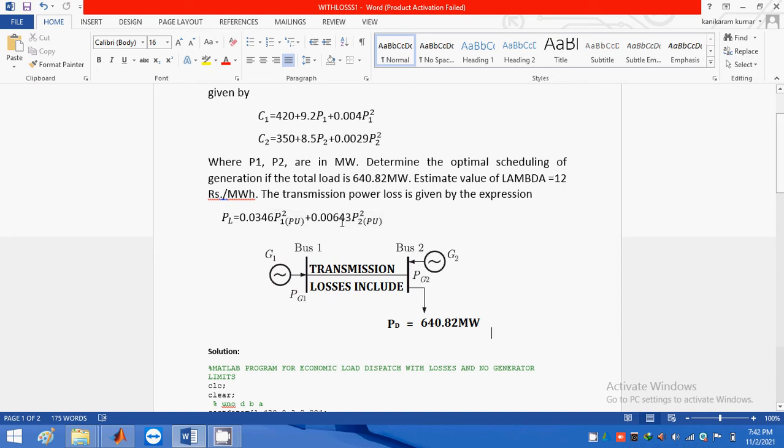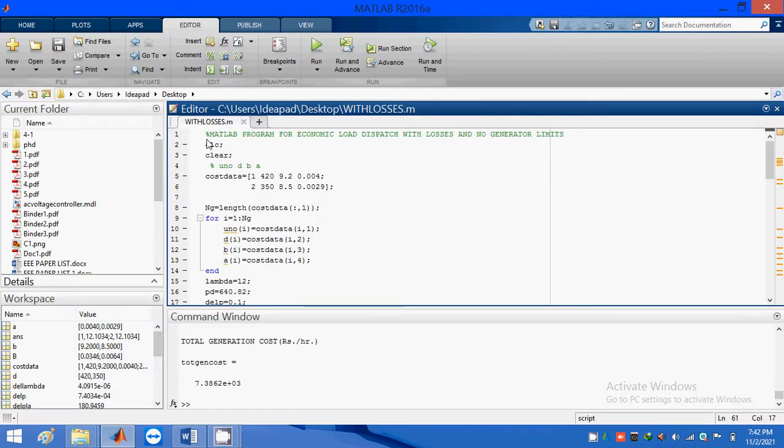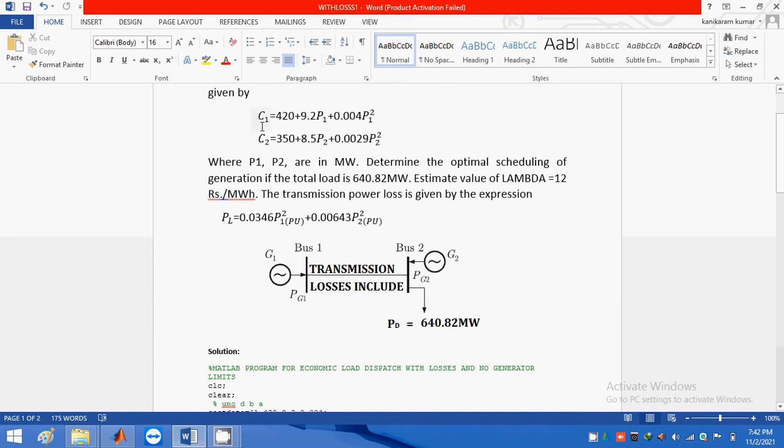So how am I going to write a program for this problem in MATLAB? First of all, mention the MATLAB program for economic load dispatch with losses. I am not considering any generating limits here. CLC cleans the command window, and clear clears the workspace. I need to mention the cost data, which refers to this fuel cost data.